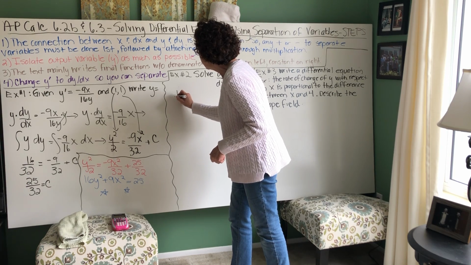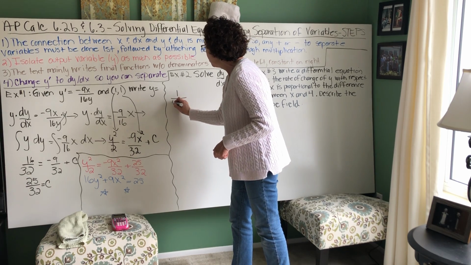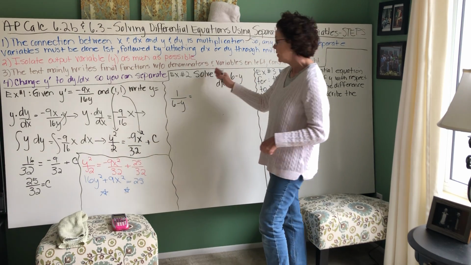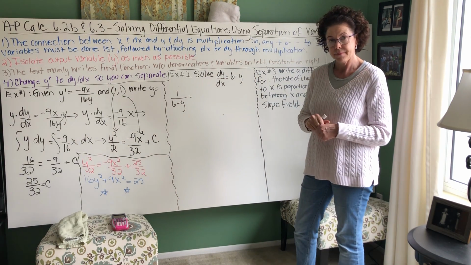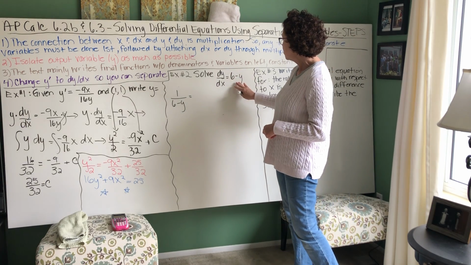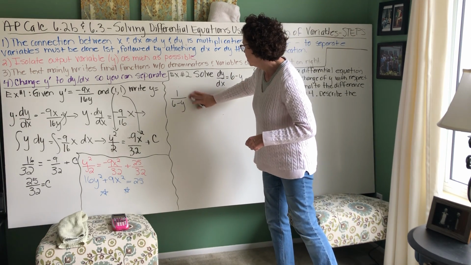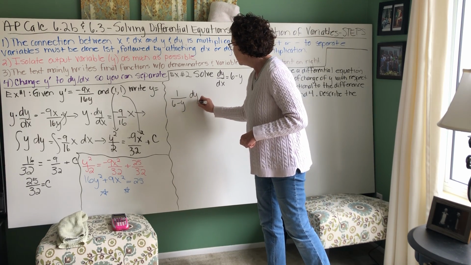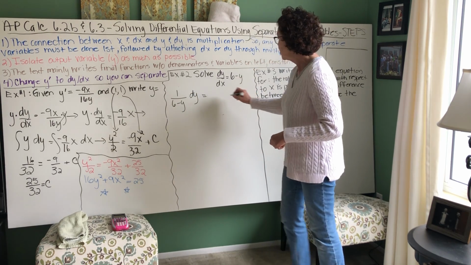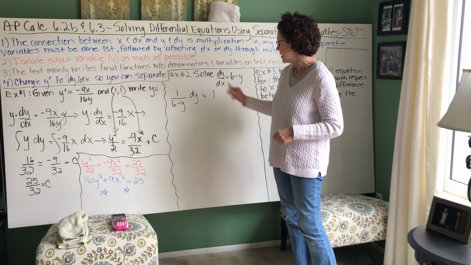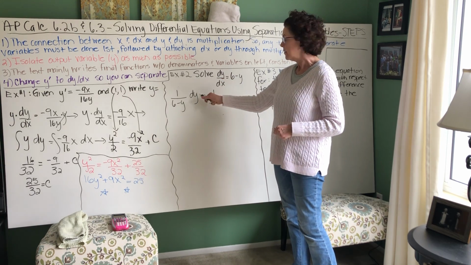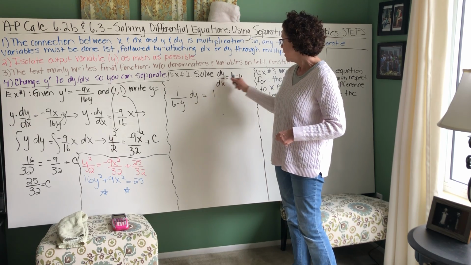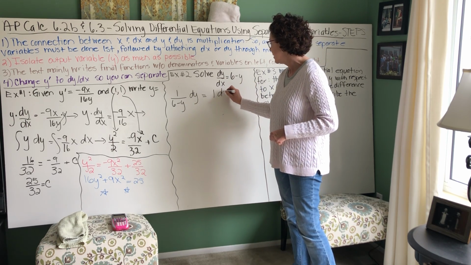So on the left, I have 1 over 6 minus y, dividing both sides. Okay, the 6 minus y is now gone. On the right, so I have a 1 there. I divided both sides. Notice on the left I wrote dy. I'm going to, at the same time, to save room, multiply both sides of the equation by dx.